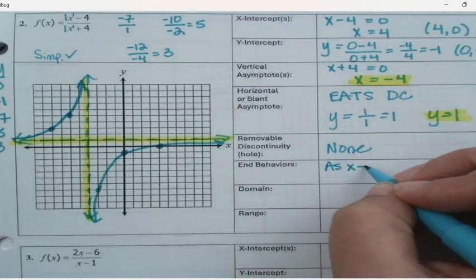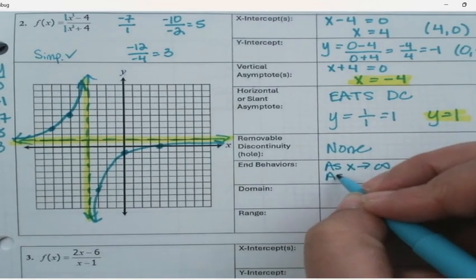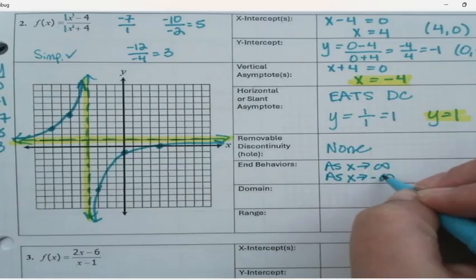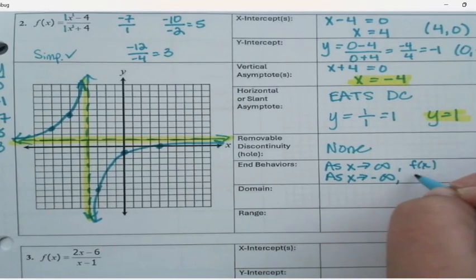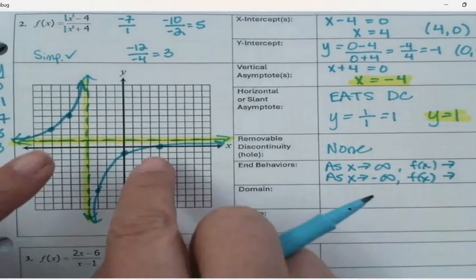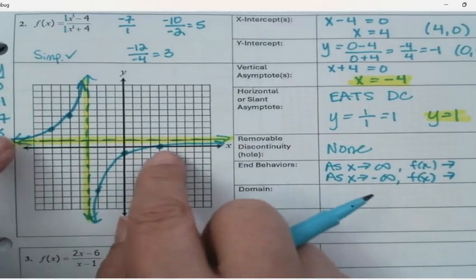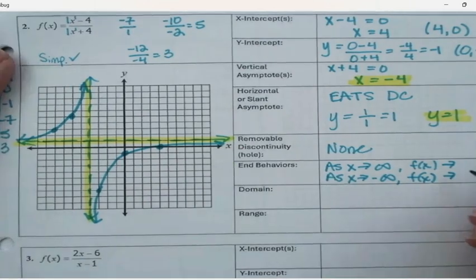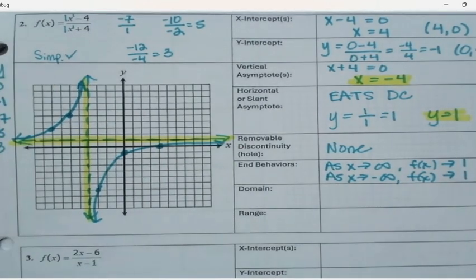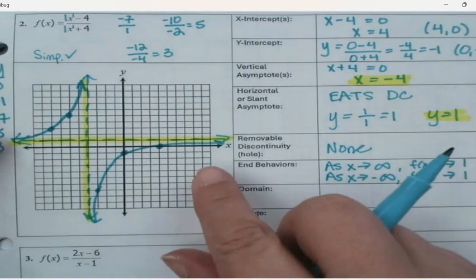End behaviors are actually really easy, especially when there's a horizontal asymptote. As my x's are approaching positive infinity and x's are approaching negative infinity, f of x approaches, so what's it approaching on both ends? What are my y's getting closer and closer to on both ends? The 1. It's always going to be the horizontal asymptote right there, you guys, 99.9% of the time.